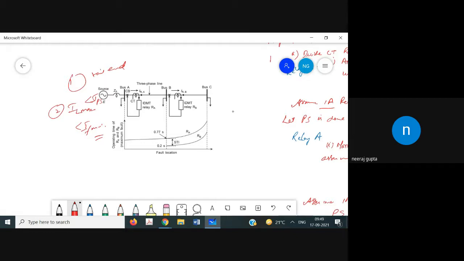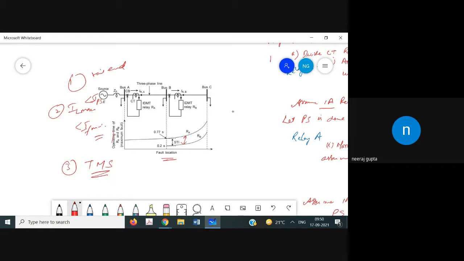One more point is that the TMS, that is the time multiplier setting, should be decided in such a way that selectivity with the next relay, that is the downstream relay, is maintained for the maximum fault current at the beginning of the next section. This shows the operating time of relay A and relay B against the fault location, and this is the selective time interval between relay A and relay B.